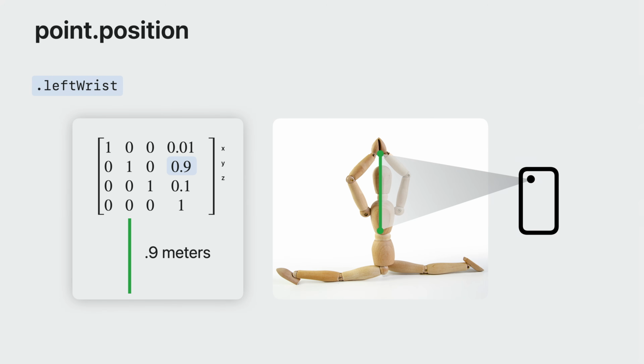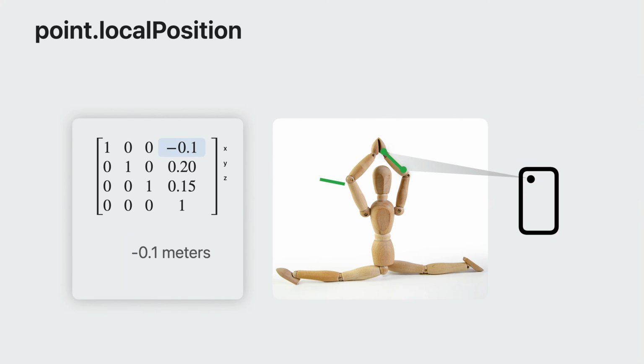Using the recognized point API, I retrieve the position for the left wrist. A joint's model position, or a point's position property, is always relative to the skeleton's root joint at the center of the hip. If we bring our focus to the third column in the position matrix, there are values for translation. The value for y for the left wrist is 0.9 meters above this figure's hip, which seems right for this pose.